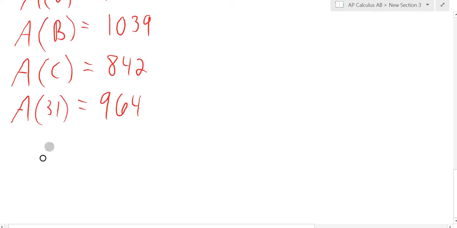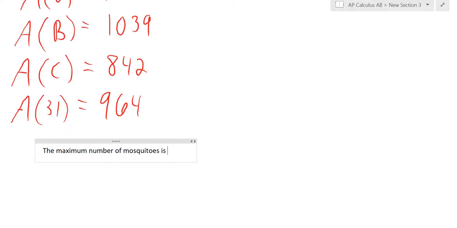Okay? So I'm going to type mine up because I'm lazy. And I'll play writing this out in my chicken scratch. But, you ready? You're going to write. Answer the question. The maximum number of mosquitoes is 1,039 at time B. Are we measuring time in what? Days in this one?